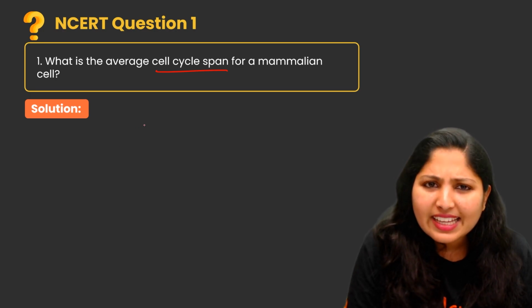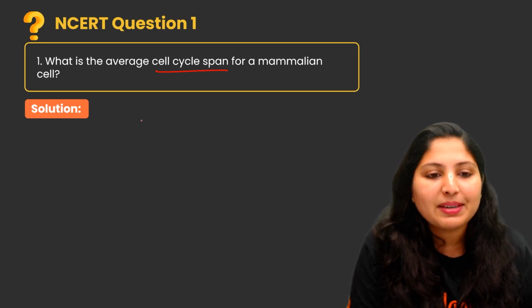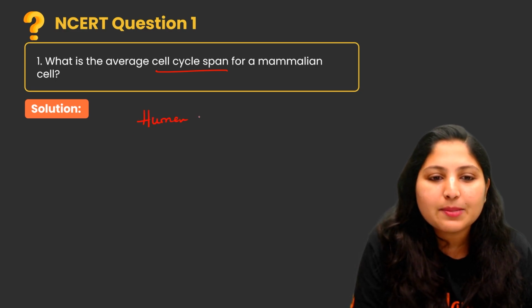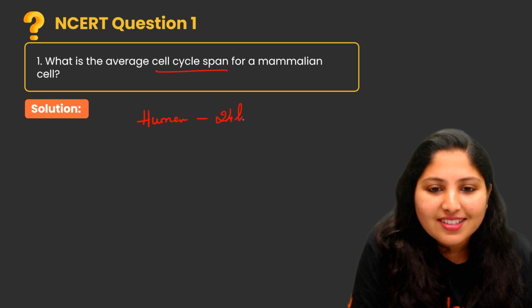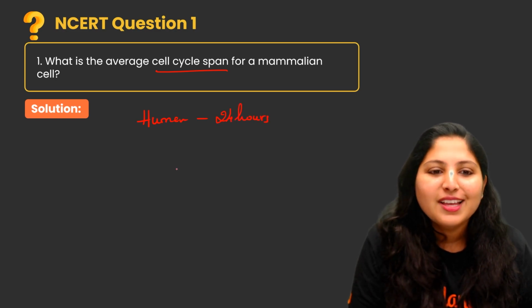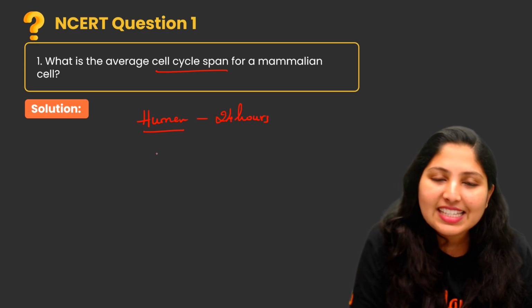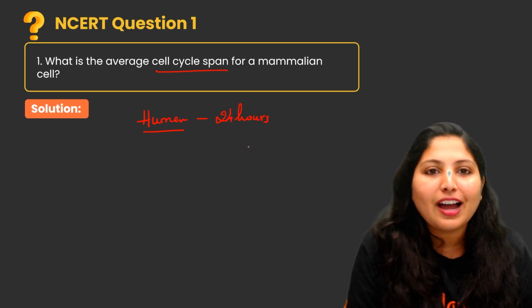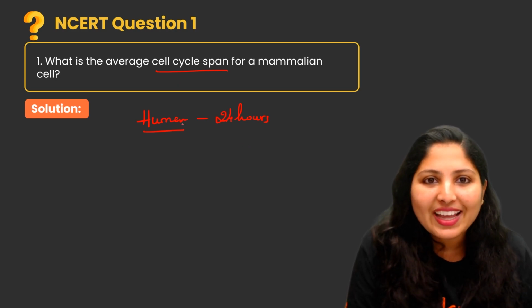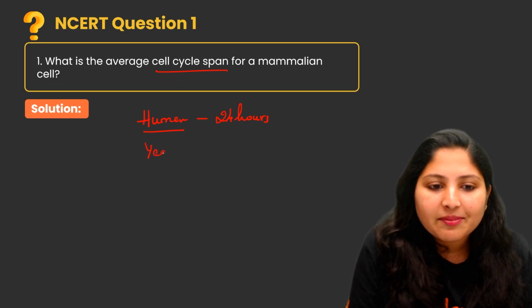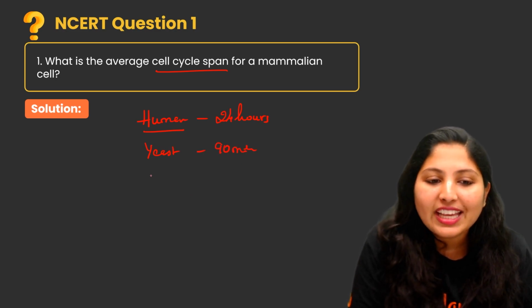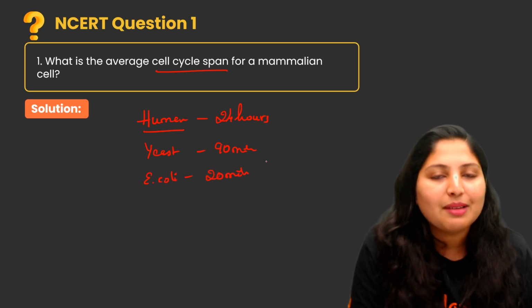In our NCERT textbook, it is clearly mentioned that the human cell cycle span is 24 hours. Human is a mammal, so we can easily tell that 24 hours is required for a mammal to undergo a cell cycle. How about yeast? Yeast takes only 90 minutes. How about E. coli bacteria? E. coli requires only 20 minutes.